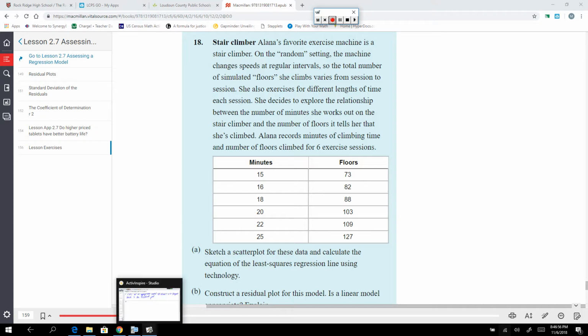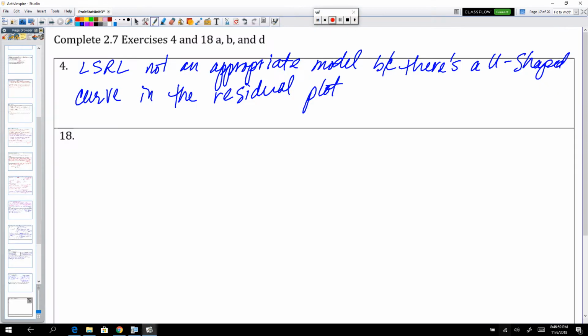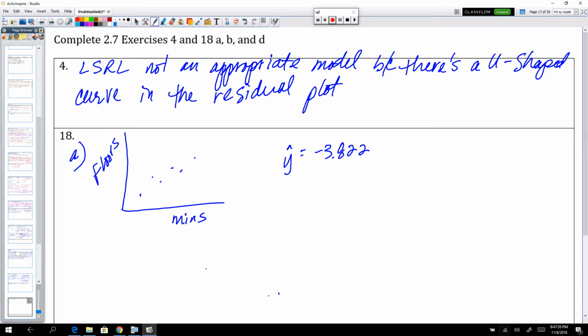Alright, hopefully you've had time and you came up with the following. For a sketch of the scatter plot, hopefully you saw something that looked a little bit like this. And you have minutes on this axis and floors on this axis. And you saw a line of best fit that looked like this. Y hat equals negative 3.822 plus 5.215x.